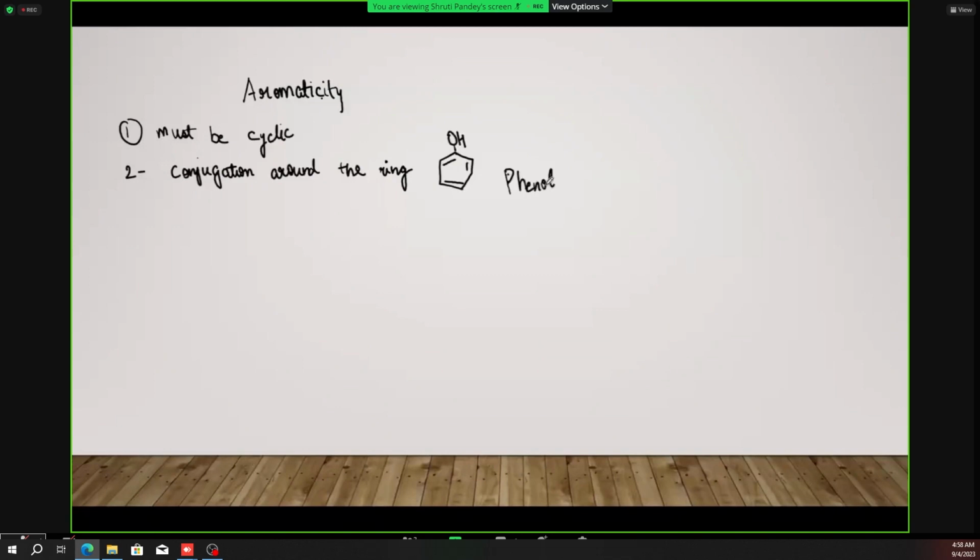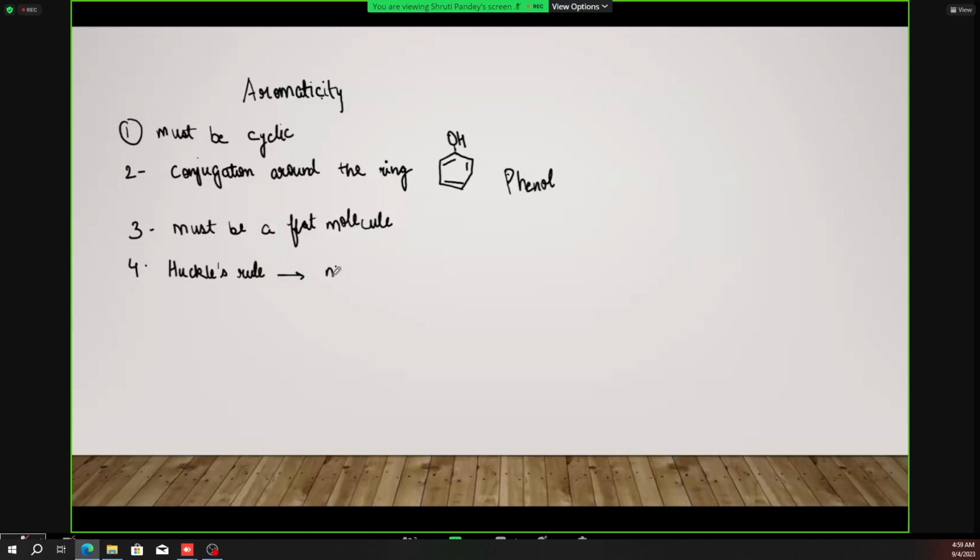Right. Now, this is conjugation. Then the third requirement for aromaticity is that the molecule must be a flat molecule. Okay. And then we come to the fourth, that it must follow Huckel's rule. That is, Huckel's rule says that the number of pi electrons must be 4n plus 2, where n is an integer. So let me write down the Huckel rule.